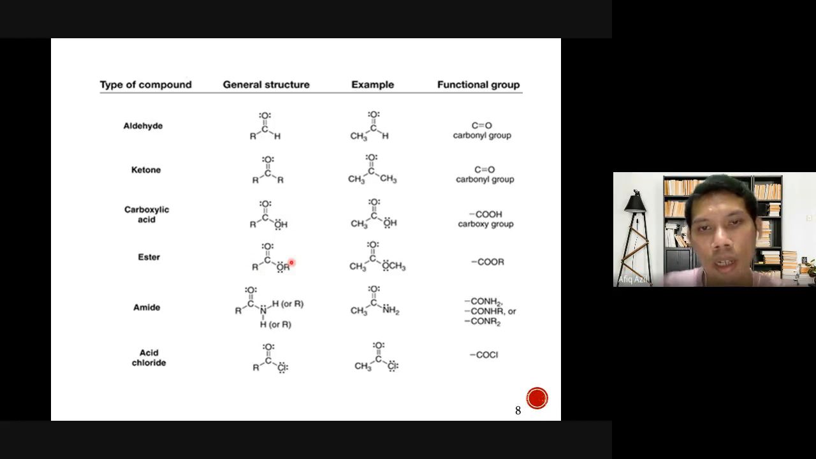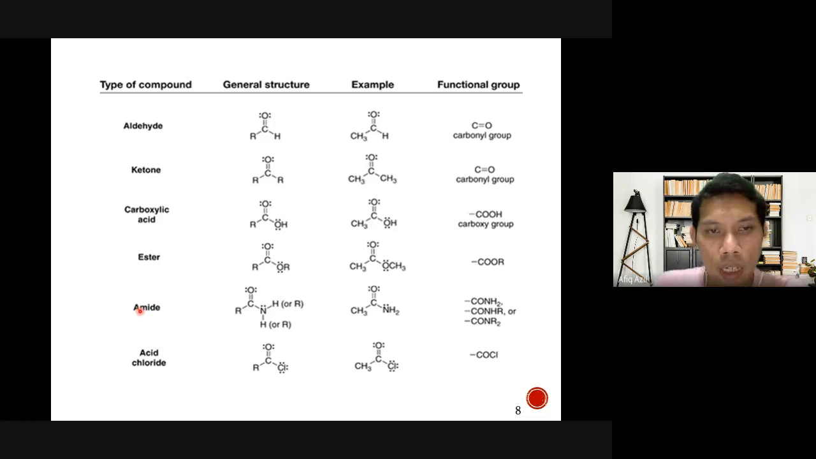The R doesn't have to be necessarily the same. So this could be a different R group, another R group with different carbon chain length. Let's say you have CH3 over here. On this side, there could be more than one carbon. It can be 3 carbons, CH2, CH2, CH3, for example. So the functional group is C double bond O, OR, which is this one.